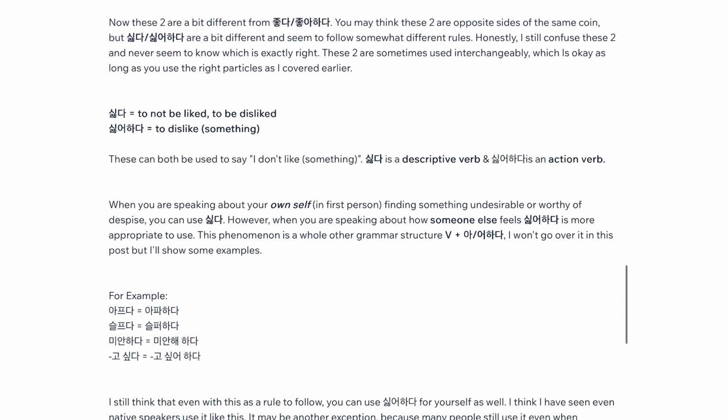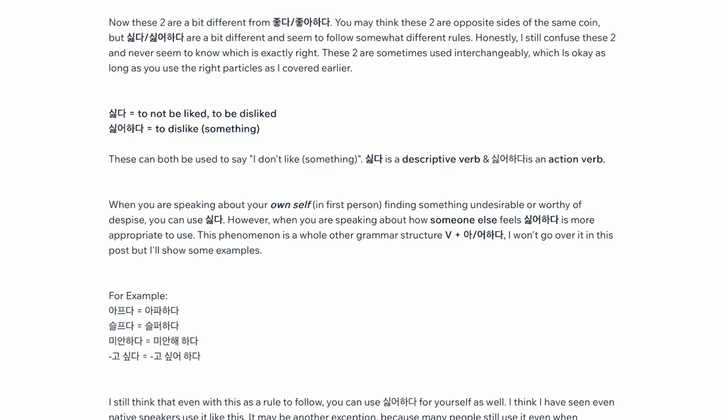So 싫다 is the adjective this time. It means something is disliked, to be disliked. And then 싫어하다 is our action verb, and it means to dislike something, an action of disliking. So they can both be used to say I don't like something, right? Just like 좋다 can be used to say I like as well as good. It's kind of the same thing. 싫다 is a descriptive verb, 싫어하다 is an action verb.